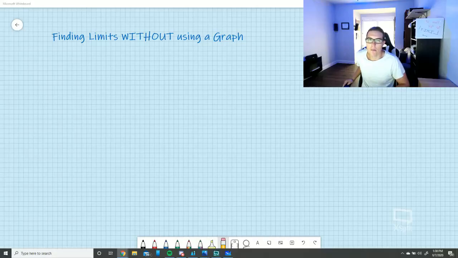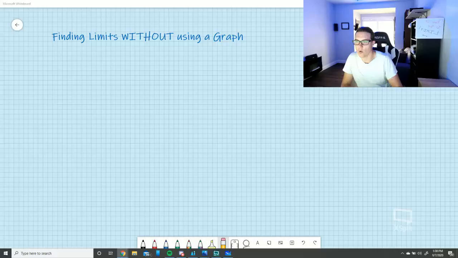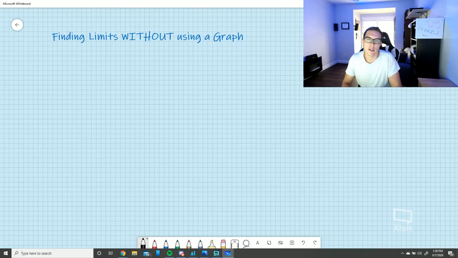So limits right now may seem a little abstract, like not super useful, but you'll see when we get to the derivative why it's an essential part. And actually, when we get to the second semester, integrals, they're also important there. So finding limits without using a graph. We have to get to a point where I can give you a function and you can tell me what the limit as we approach that value is without even looking at the graph.